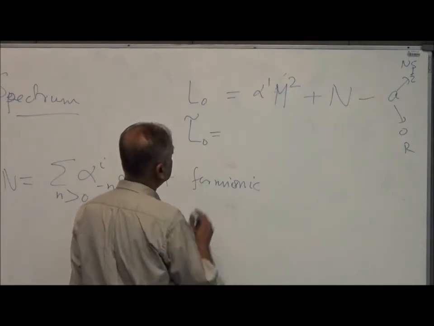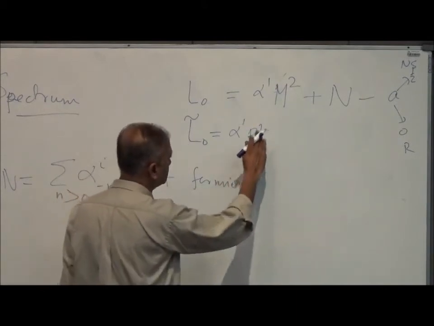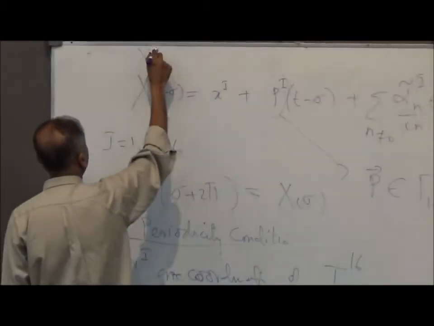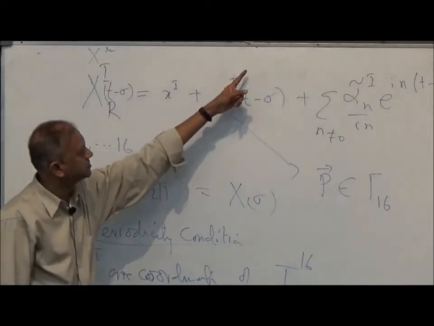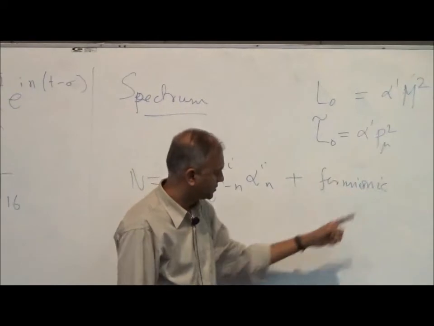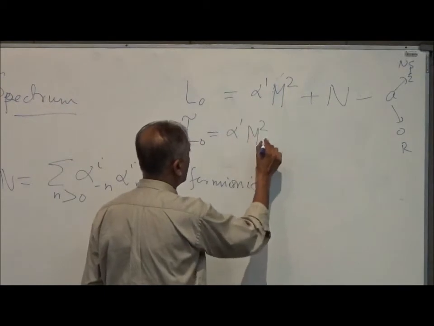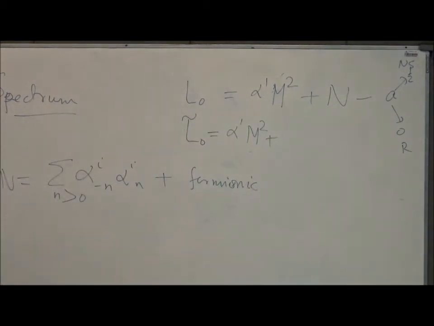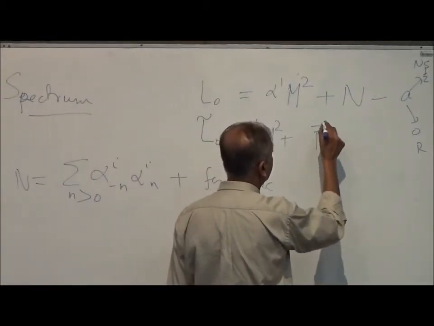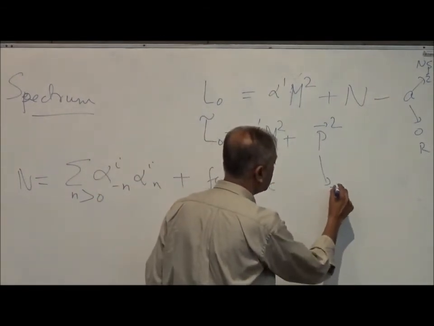What about the right movers? Here you have again alpha prime p mu squared. Besides this, I also have X mu for the right movers, so that will just give me p mu times t, and that p mu squared will also enter the right-moving Virasoro, which is again the mass squared. But now we have an additional momentum, this 16-dimensional momentum. So we will also have a term like p vector squared. This vector is 16-dimensional, and this p belongs to gamma 16.